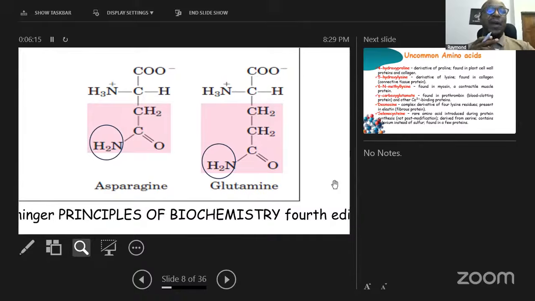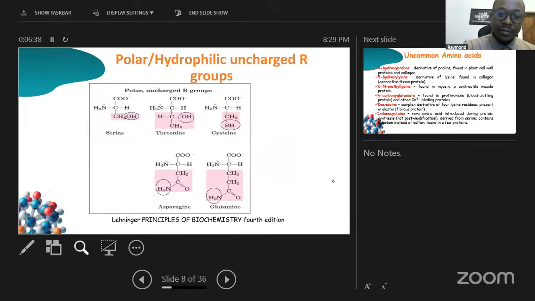You can see asparagine and glutamine. For aspartate, there's a replacement of this NH2 with oxygen. For glutamate here, there is a replacement of this NH2 with oxygen. That makes it glutamate and aspartate. If we replace the oxygen with NH2, we have asparagine and glutamine. So these are the 20 amino acids that are found in proteins.